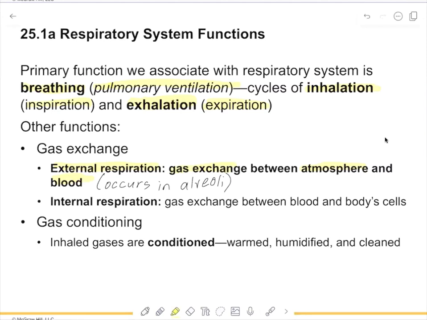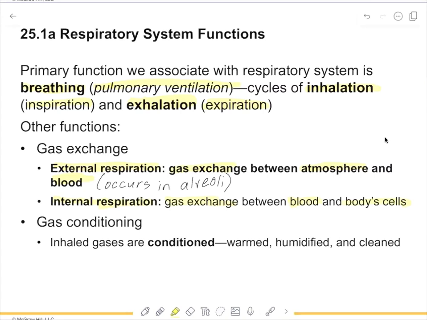Then the blood is going to travel all throughout the body. It goes back to the left side of the heart, where it then travels to the systemic tissues. At that point, internal respiration is going to occur, and that's gas exchange between the blood and the body cells.